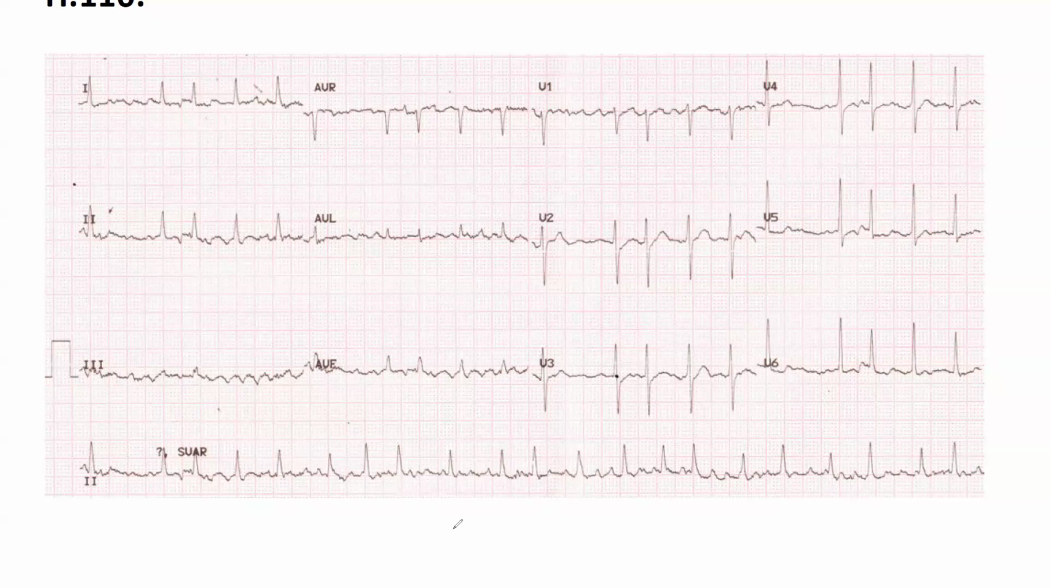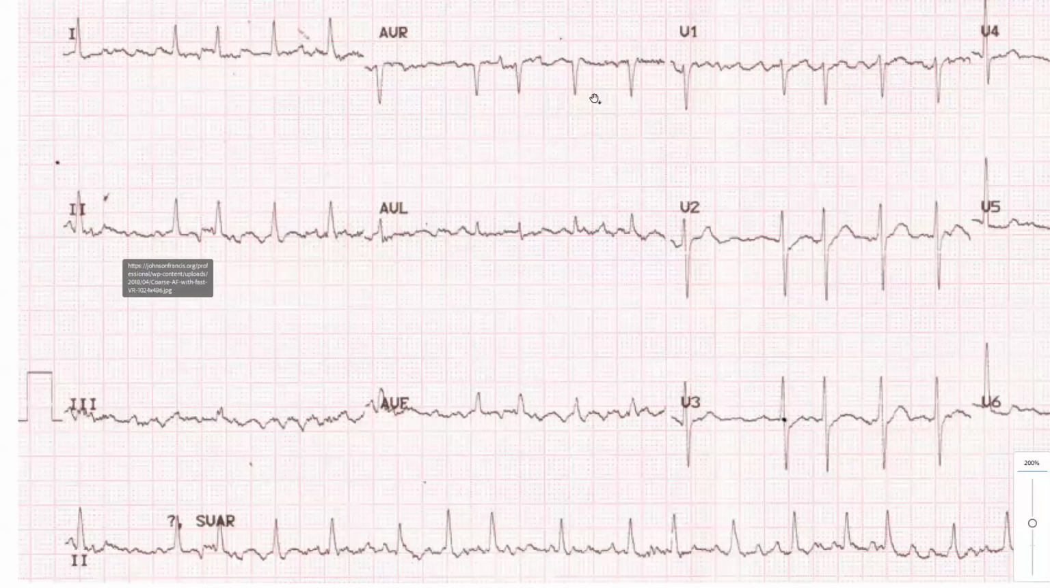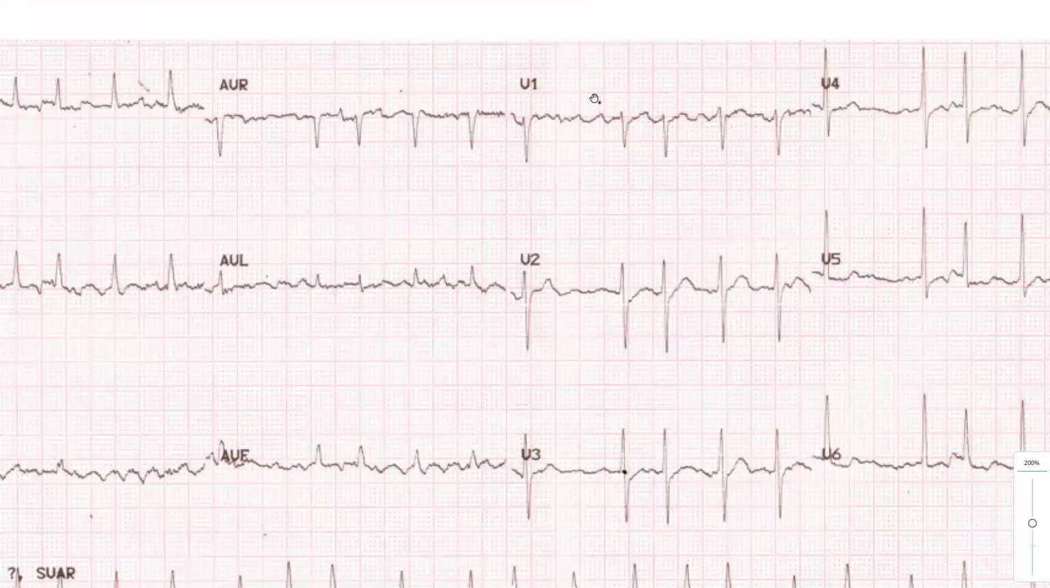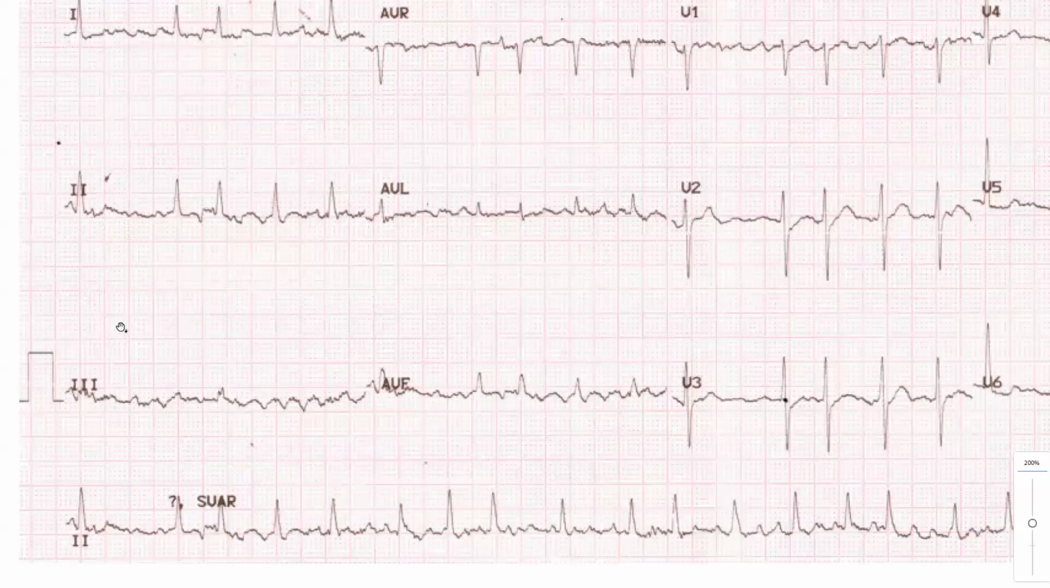Okay, so then we can try to find the P wave. It's a little bit difficult to differentiate whether there's a P wave, and because it's arrhythmic, I don't think there is. There is no P wave, yes.